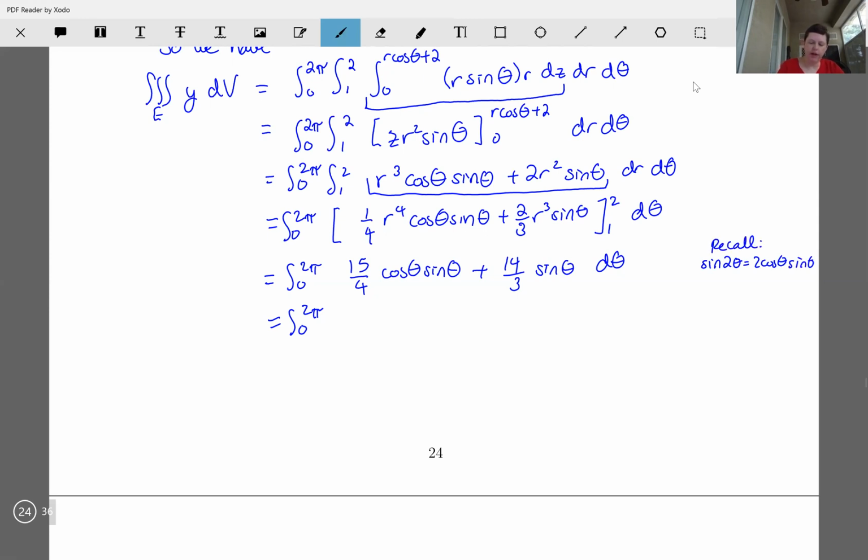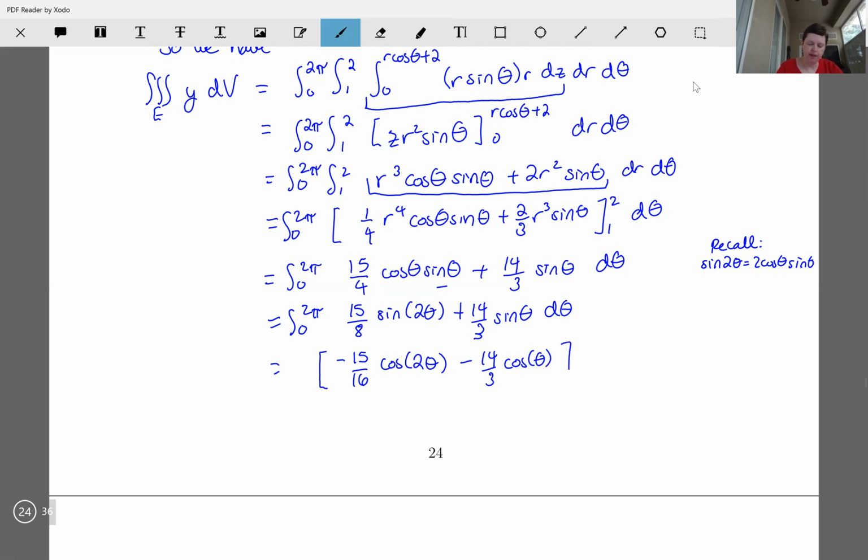So we can take cosine theta sine theta, and that's going to be 1/2 sine of 2 theta. So that gives us 15/8 sine of 2 theta plus 14/3 sine of theta d theta, which is how I thought of integrating it. And so now we take the antiderivative. We get negative 15/16 cosine 2 theta minus 14/3 cosine of theta.